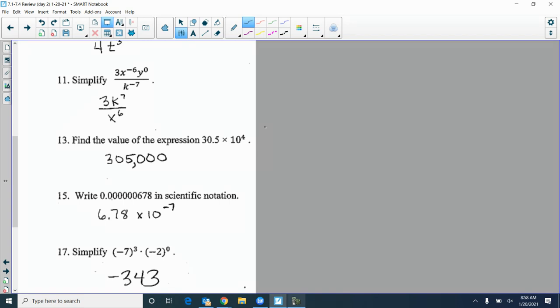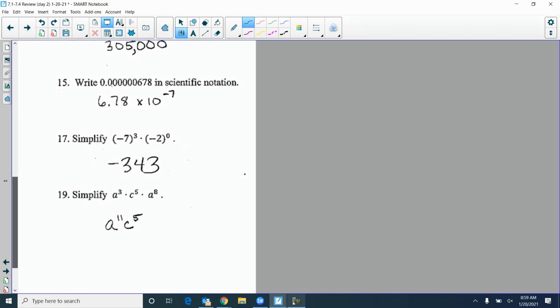And for 17, we're not going to leave any numbers to a power. So do not leave any answer like 4 to the 2nd power, x to the 5th. Make it 16x to the 5th. And this one here will be negative 343. 19, a cubed c to the 5th, a to the 8th becomes a to the 11th, c to the 5th. All right, flip it over.